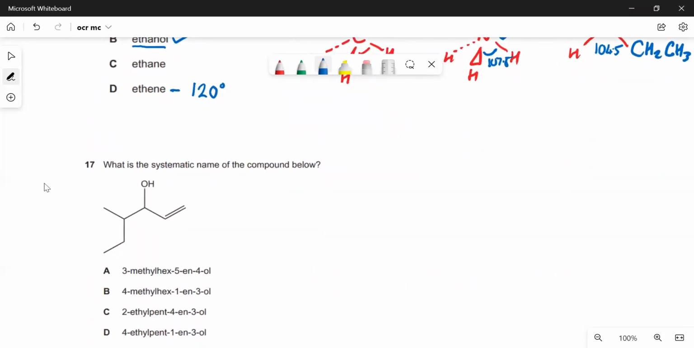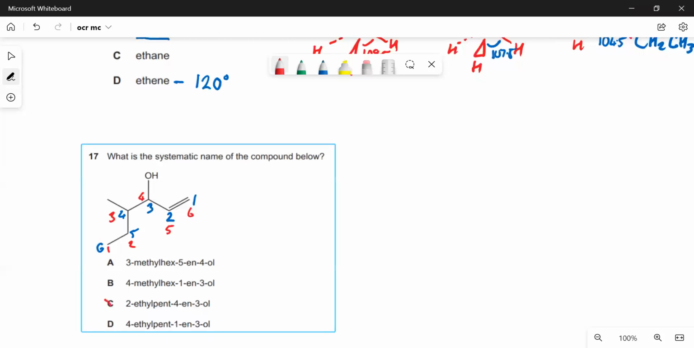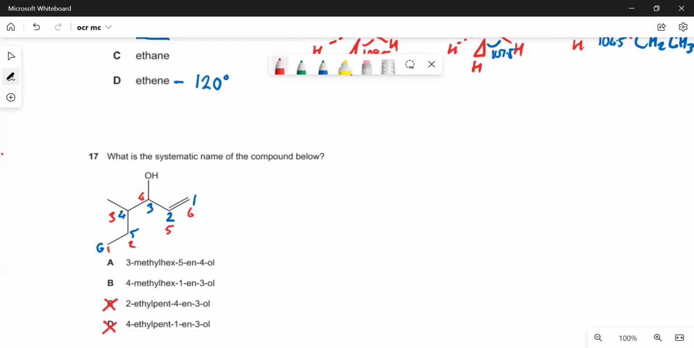What's the systematic name for the compound below? Now we should look for the longest carbon chain. So let's do that. We can number it this way: 1, 2, 3, 4, 5, 6. Let's do the red numbering the other way around: 1, 2, 3, 4, 5, 6. So it's going to be something hexene, isn't it? It's got to have a hex in it. So you can see, first of all, C and D are not right because they have pent as the longest chain. They're trying to trick you there. Let me just draw that.